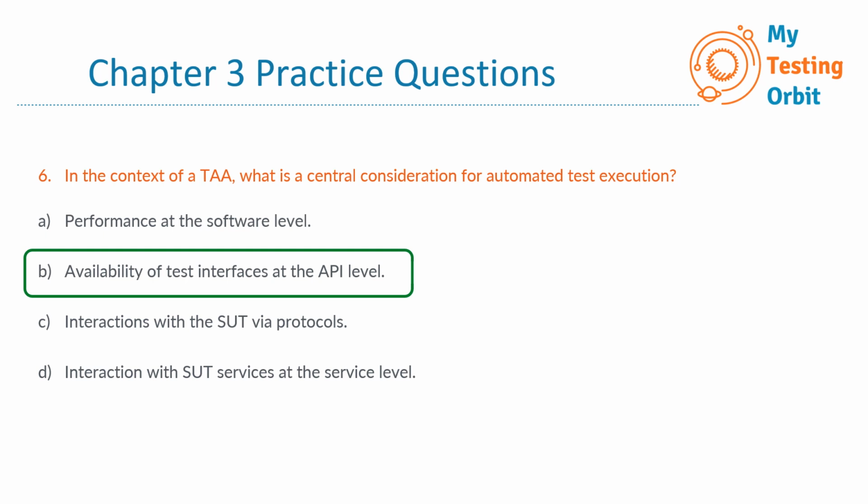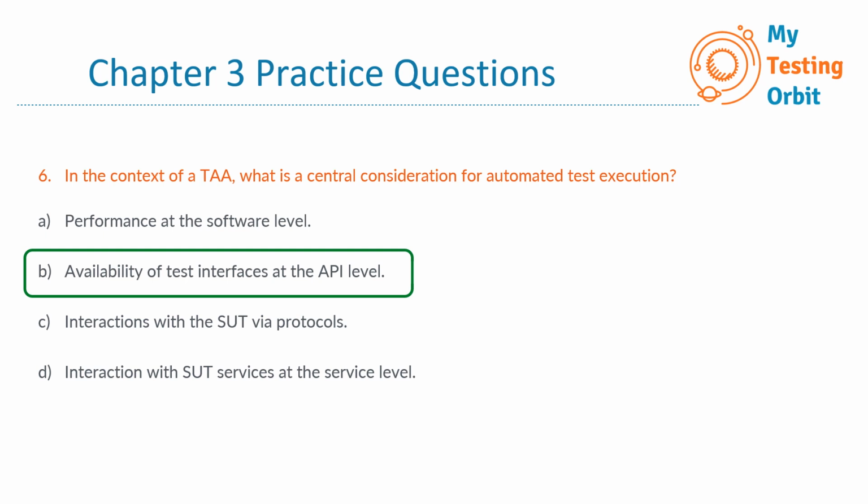So in automated test execution within a TAA, a central consideration is the availability of test interfaces at the API level. This level involves invoking functions, operations, or methods provided by a remote application programming interface. Now let's have a look at the other options which are incorrect. Option A, performance at the software level. This option is incorrect because the focus here is on the availability of test interfaces, not performance.